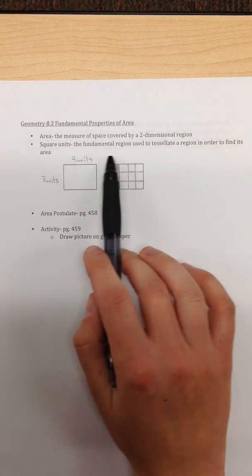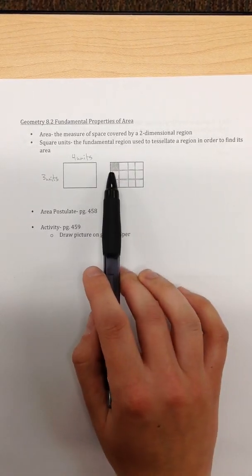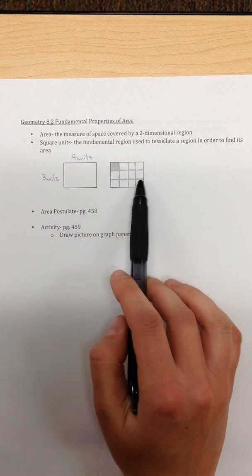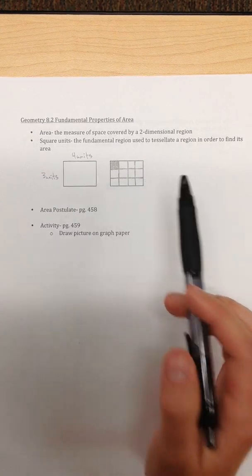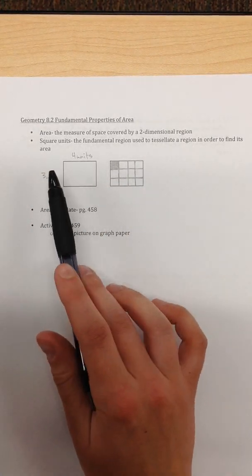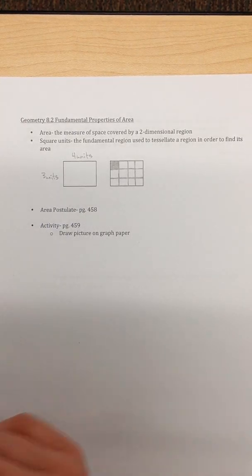And then when they say fundamental region used to tessellate that region, basically these little squares here are your fundamental regions, and then they're tessellating that full shape to kind of fill it up. So that's kind of what they're getting at by that whole thing. But your square units is just your dimensions basically of your figure. And then depending on the type of shape that it is, we have different formulas that match those areas.